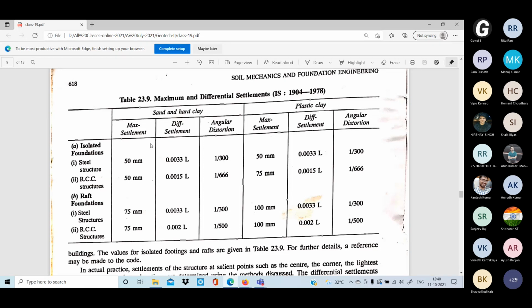So what does it mean for raft foundation? We are allowing more maximum or differential settlement. That means if the raft foundation settles more, there won't be much problem because it is a complete mat. Understand? So we allow higher maximum settlement for the mat or raft foundation compared to the isolated foundation. You should remember that. Maximum or differential settlement, we will allow more for the raft foundation compared to the isolated foundation.